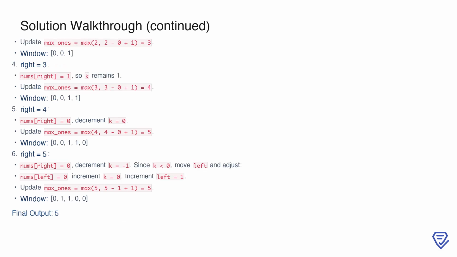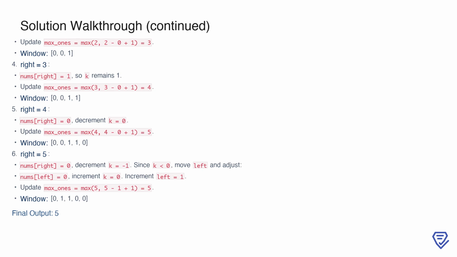At right equals 3, another 1 keeps k unchanged. The window grows to 0, 0, 1, 1, and max_ones updates to 4. At right equals 4, we encounter a 0, so we decrement k to 0. The window becomes 0, 0, 1, 1, 0, and max_ones increases to 5. At right equals 5, another 0 reduces k to -1. Since k is negative, we adjust the window by moving the left pointer.